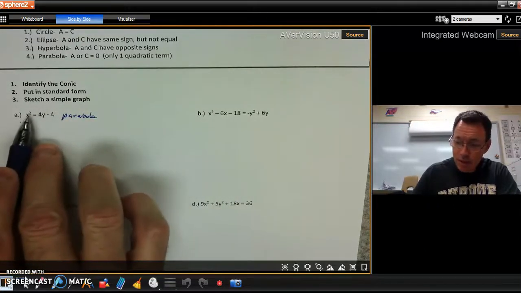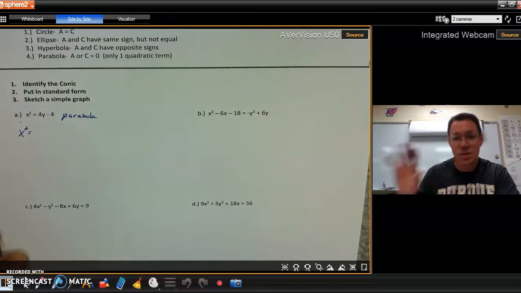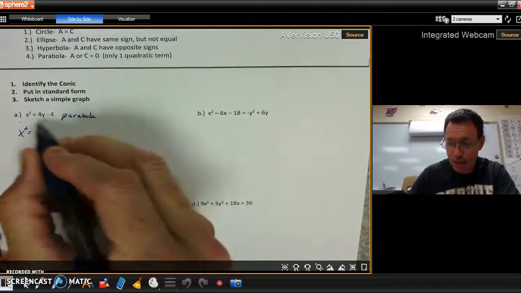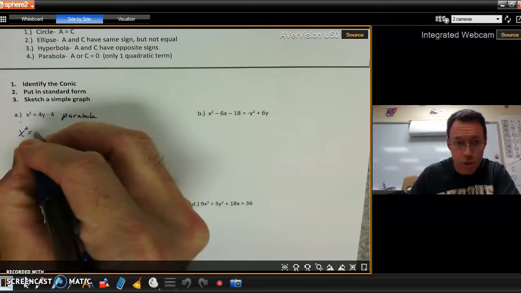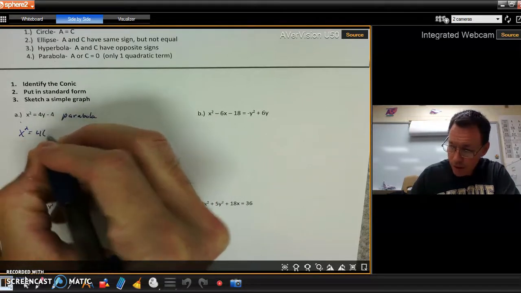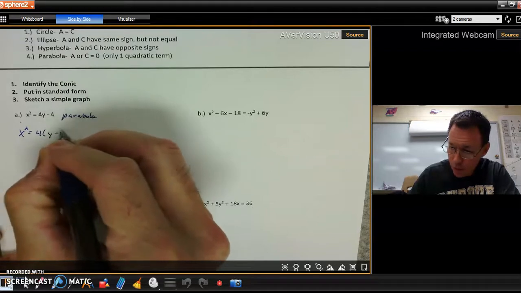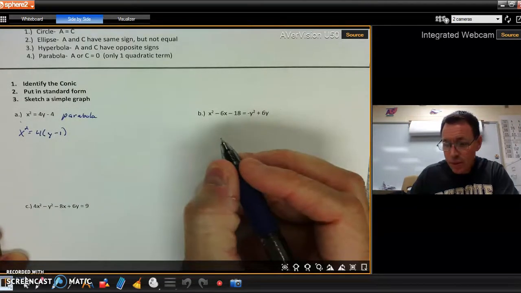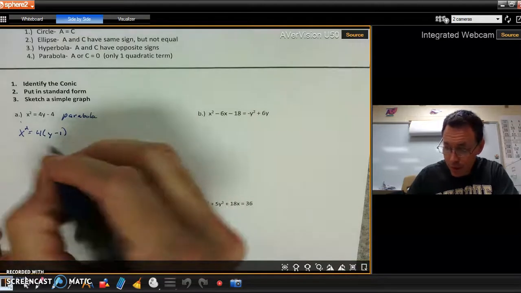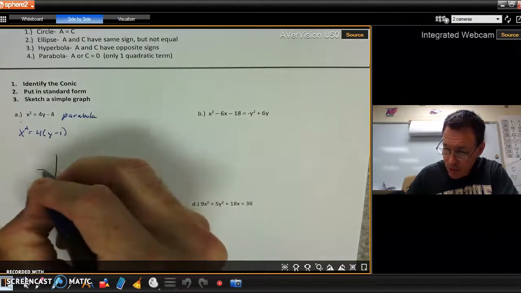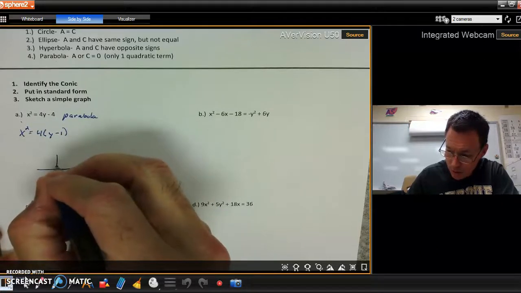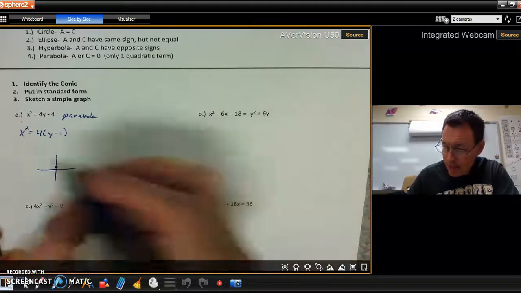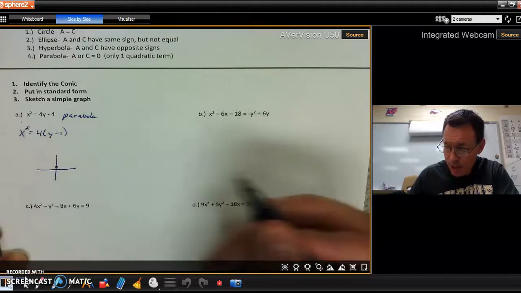That's already what I want on that side. So that means there's nothing to change on the left side. There's nothing to change on the right side. So this side is just going to stay put. I am going to factor out this 4, because we're always supposed to have a 4 out front. So y minus 1. And so that's the standard form of our parabola. It has a vertex at (0, 1). This is a vertical parabola because of the x being squared.